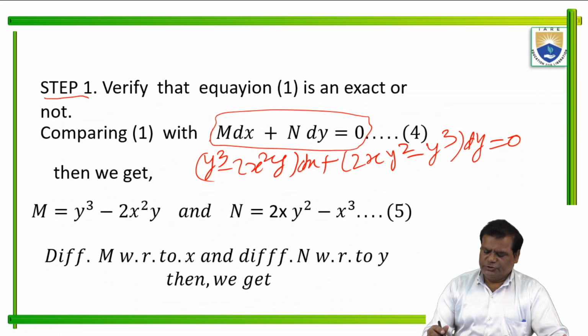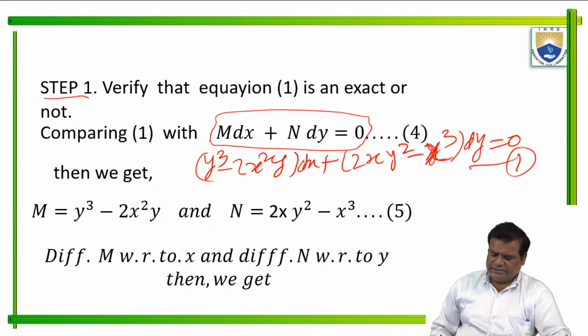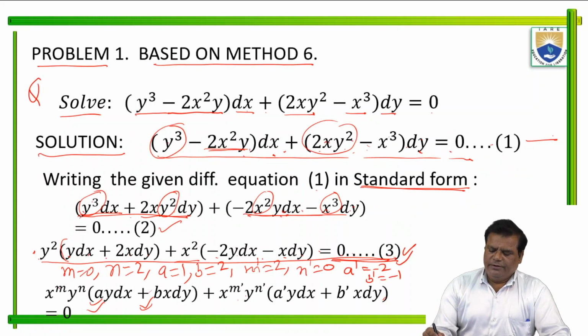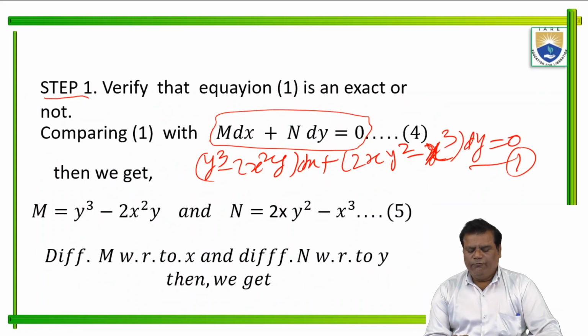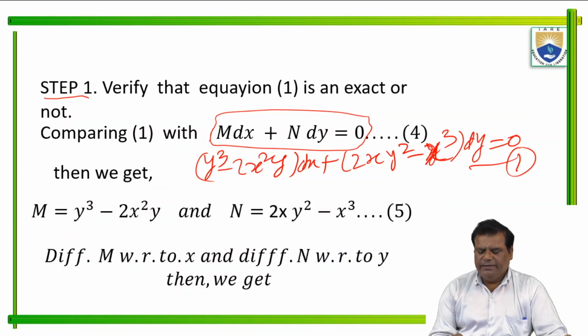X cube here. This is x cube, not x cube. So this is equation 1. I am writing here, last page. This equation 1, I am writing in the next page here. This one: (y cube minus 2x square y) dx plus (2xy square minus x cube) dy equal to 0.